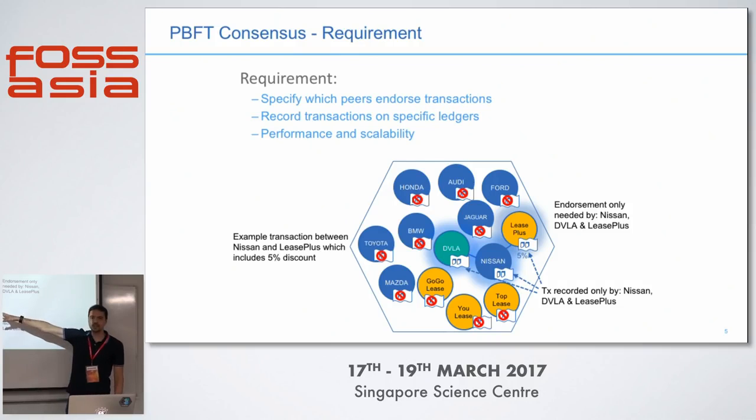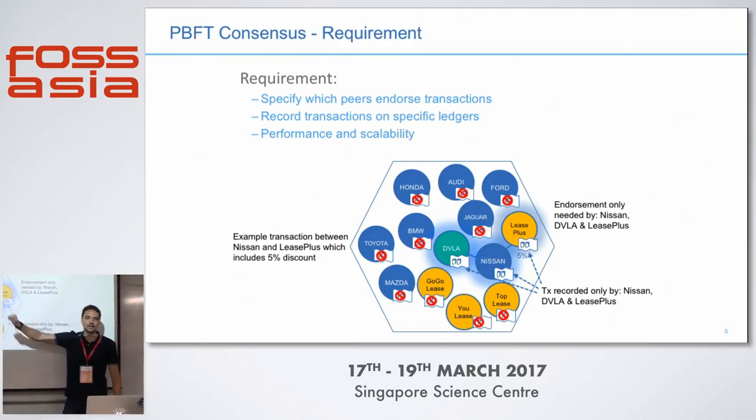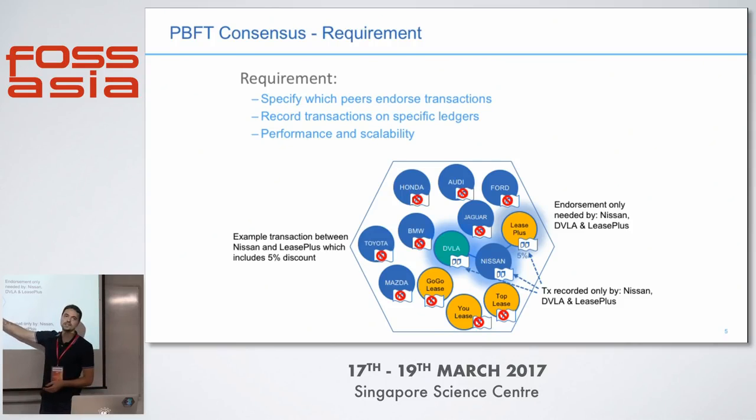In the current implementation, if all of them were on version 0.6, this transaction would be visible to all the validating peers running in the data centers of all these companies. That's definitely something we don't want to be possible. We don't want everybody to see exactly what discount Nissan gives to Lease Plus.